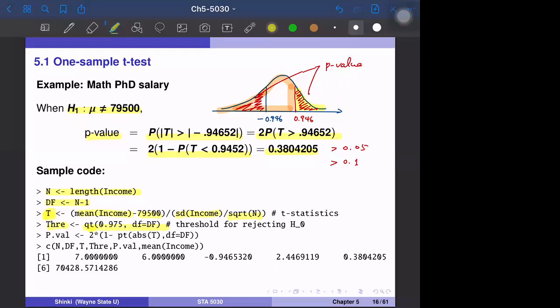And what's the p-value? The p-value is calculated based on this. So this is exactly the same as this, right? So you can get the p-value of this. Okay, so we get the p-value manually from this.